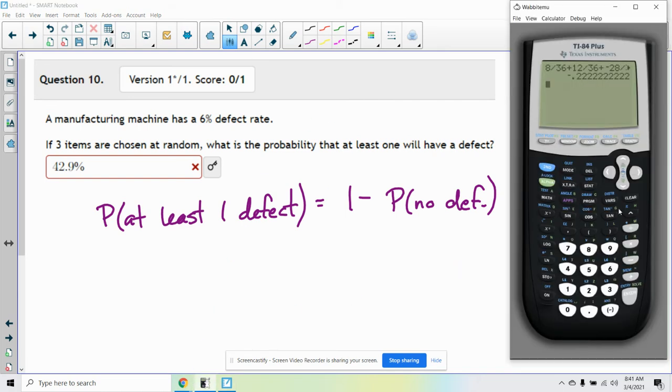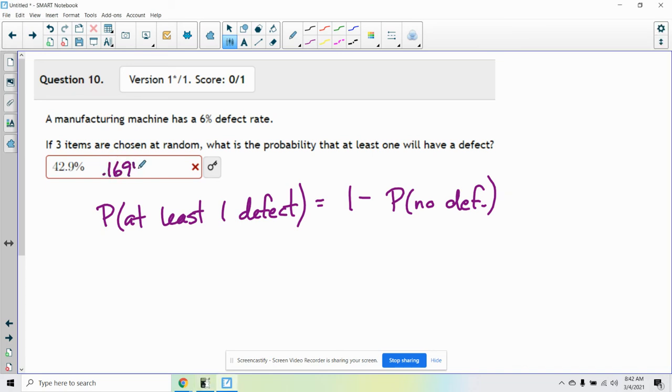So this is a binomial. So I'm going to go to my distributions menu. I'm looking for one specific value. So that's a binomial PDF. I have 3 trials. A success of a defect is 6% or 0.06. And I'm looking for the probability of none. So X is going to be 0. So that's my answer, but I'm going to take that and subtract it from 1 because I want the complement. So my answer here is going to be 0.1694 or 16.9%. Okay, if they wanted a full percentage, I think you can just do 17%.